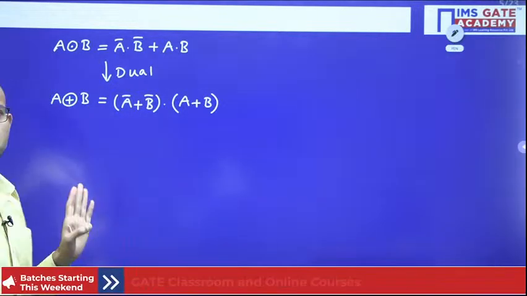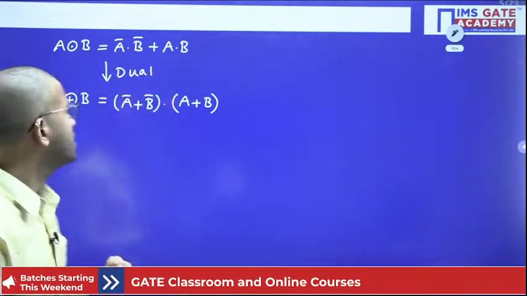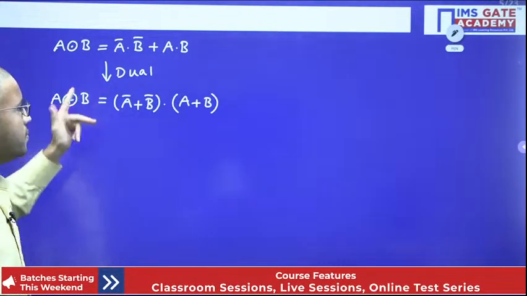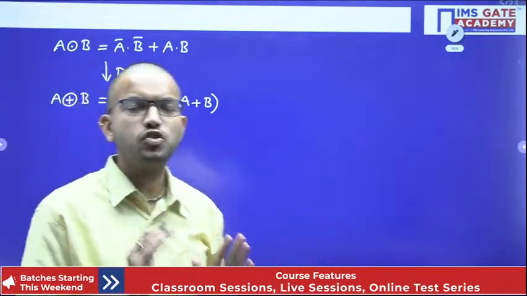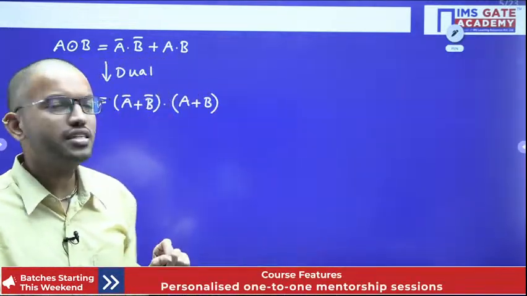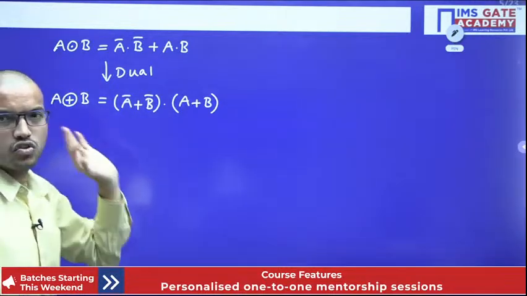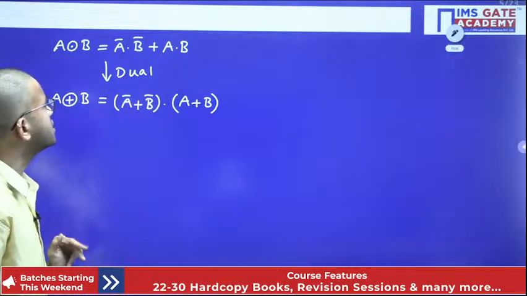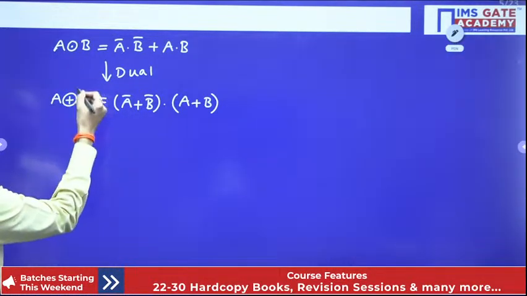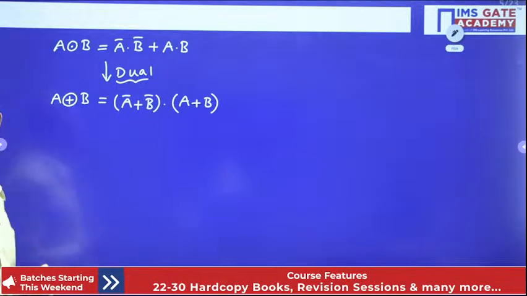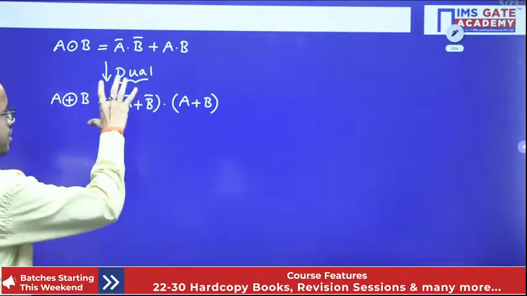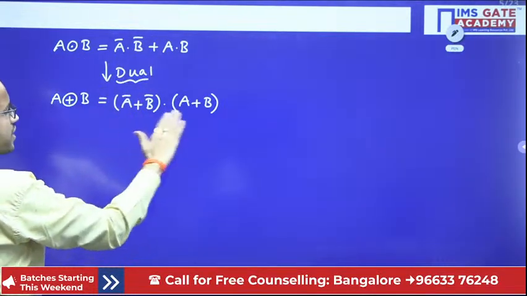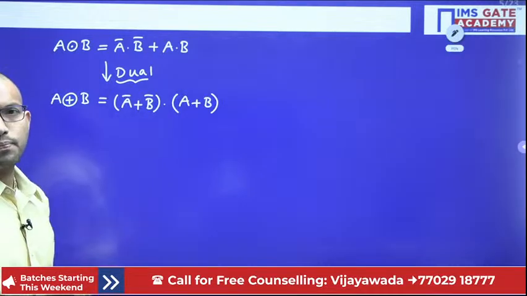Only for the two input case, XOR gate and XNOR gate are dual to each other and also complement to each other. In general, whether you have two inputs or more than two inputs, XOR gate and XNOR gate are complement to each other. But only for the two input case, you get one more special feature: XOR gate and XNOR gate are dual to each other also. That is the property I have used here. I have considered the A XNOR B expression, applied dual, and got the A XOR B expression.